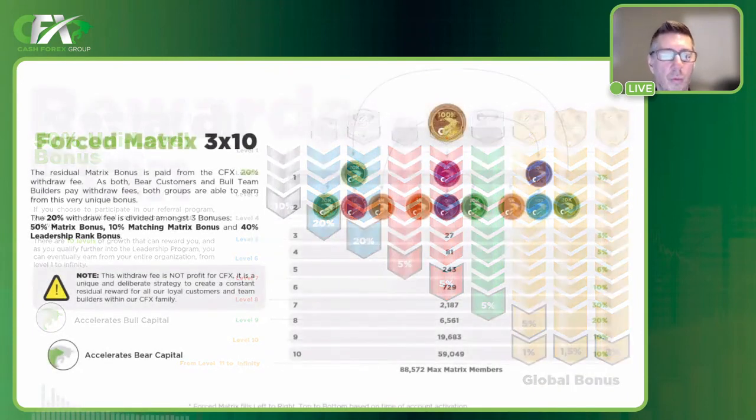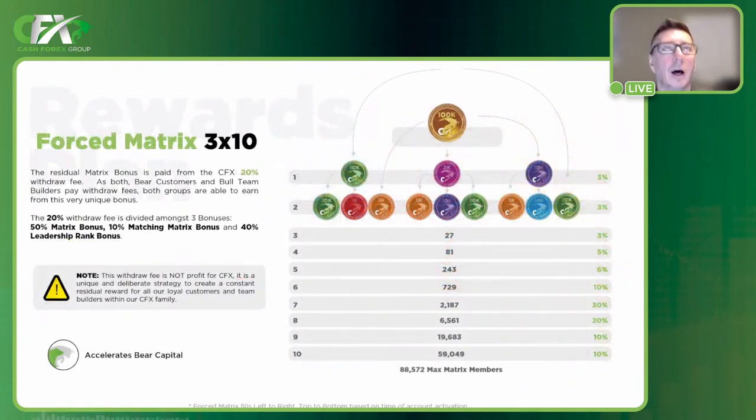And if you recall, when we were defining the term, it was bear capital, BEAR. If you remember that paragraph at the bottom, it said you also, in addition to daily trading results, have access to a forced matrix bonus. This is the bonus that paragraph was referring to. In other words, even if you choose to never share CFX with anyone else, you still have access potentially to making money from this forced matrix.